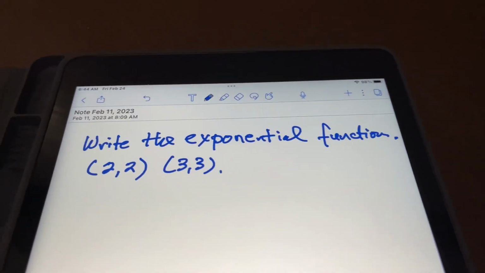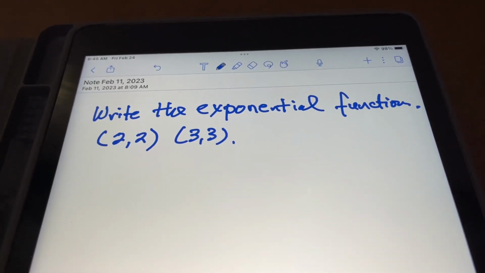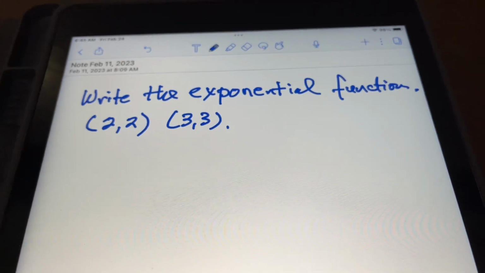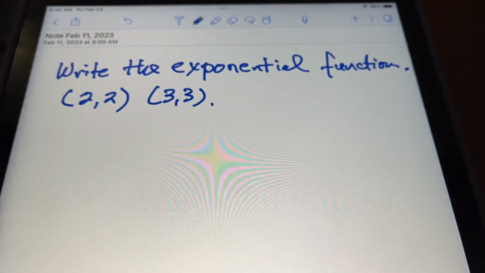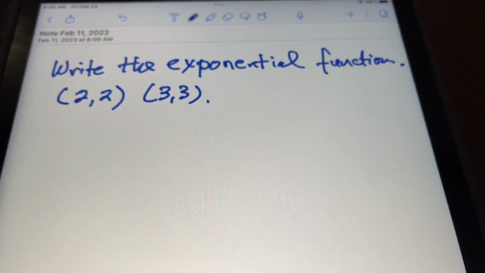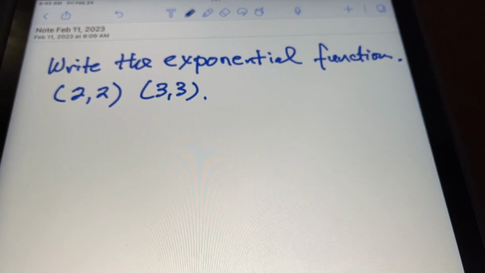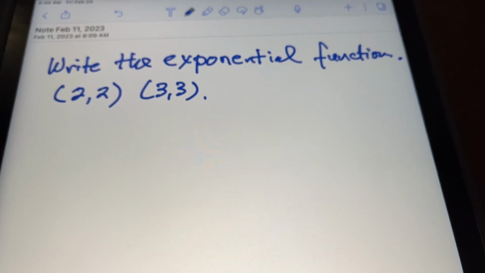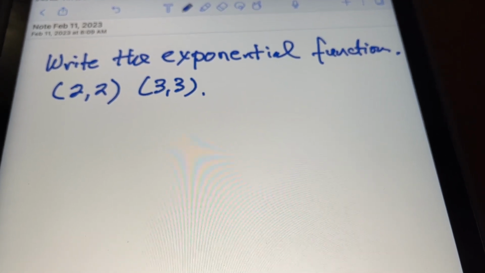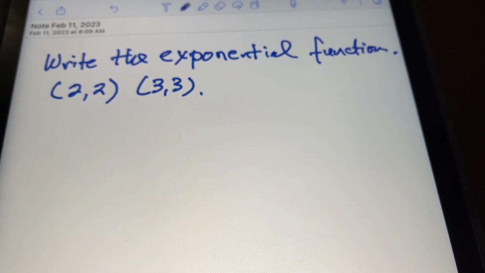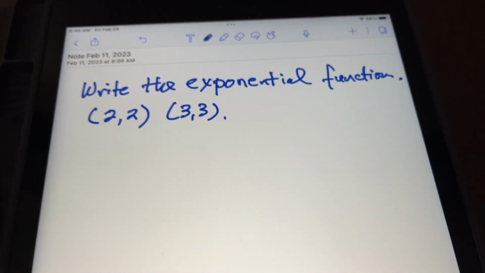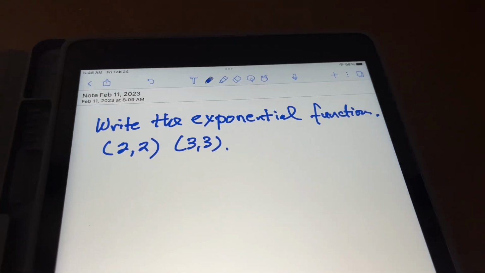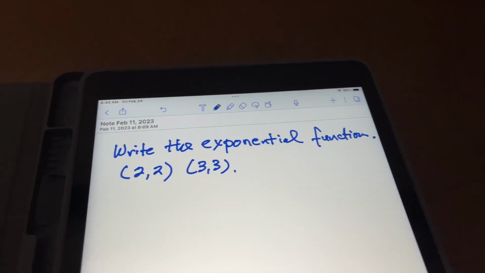Let's consider this problem. Write the exponential function that contains the ordered pairs (2, 2) and (3, 3). Now keep in mind that an exponential function fits a particular equation, which I'll show you here in just a second. But generally, exponential growth is when something grows slowly over a long period of time and then explodes upward. So that's what this graph should look like.